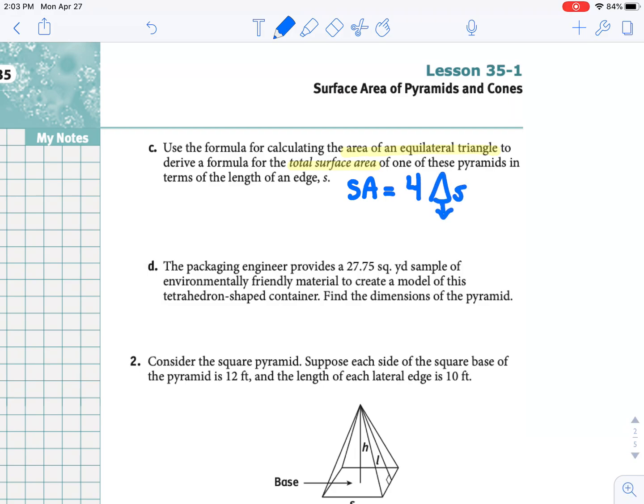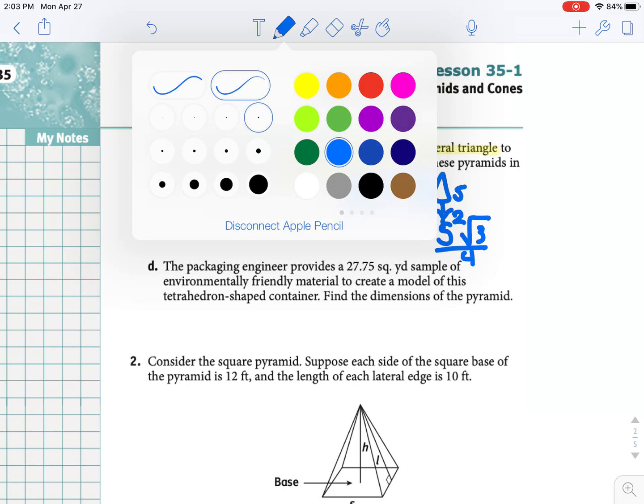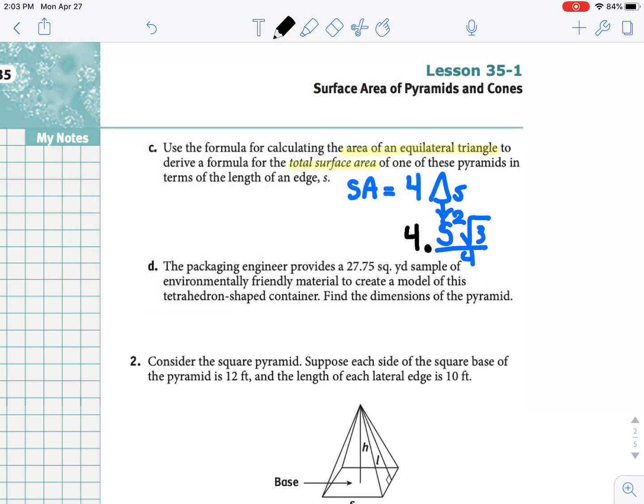Since each triangle is equilateral, we can use the formula that says side squared times square root 3 divided by 4 to find the area of each triangle. And then we're going to be multiplying that by 4 since there's 4 triangles. Now with just a couple of quick reducing steps, if I divide by 4 and multiply by 4, those undo each other. And that leaves me with a pretty basic formula of side squared square root 3.